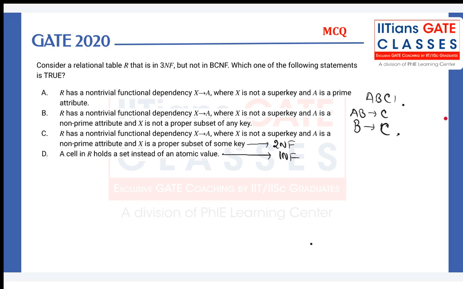X is not a super key and X is a non-prime attribute and X is not a proper subset of any key. One second, I'm just thinking of an example. I think I had one. This one is having an issue with the 2NF part, right? Okay, is C a non-prime attribute? C is a non-prime attribute, so it's a non-prime attribute. Is B a prime attribute?